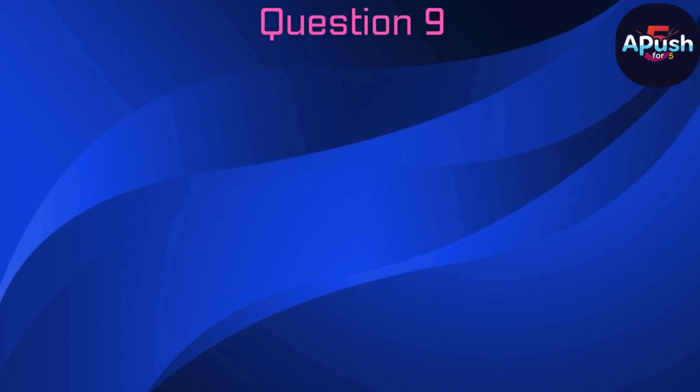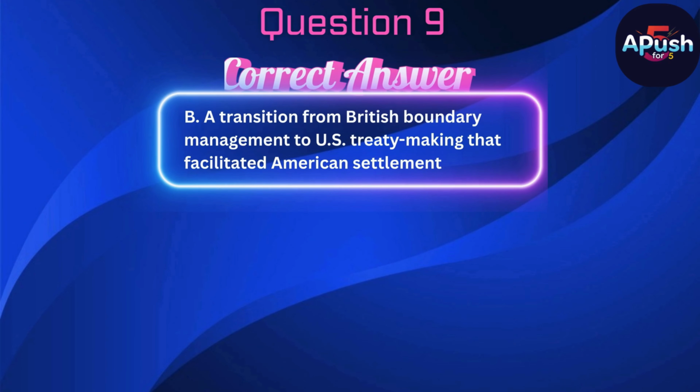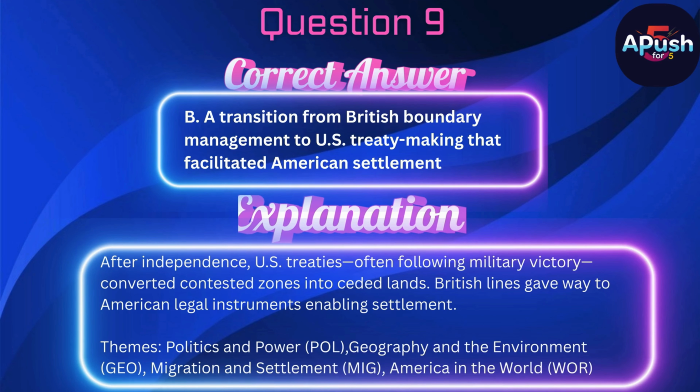The correct answer is B, a transition from British boundary management to U.S. treaty making that facilitated American settlement. After independence, U.S. treaties, often following military victory, converted contested zones into ceded lands. British lines gave way to American legal instruments enabling settlement.